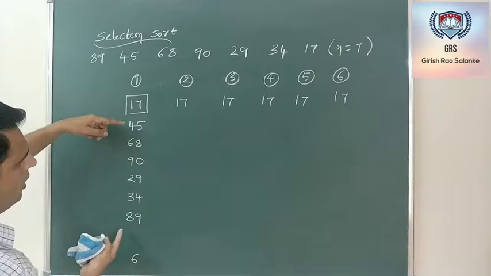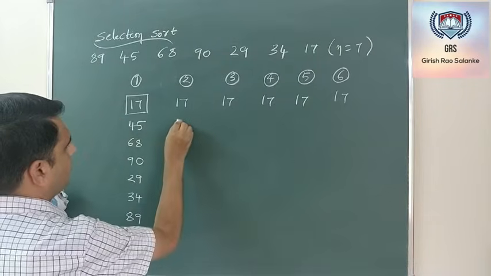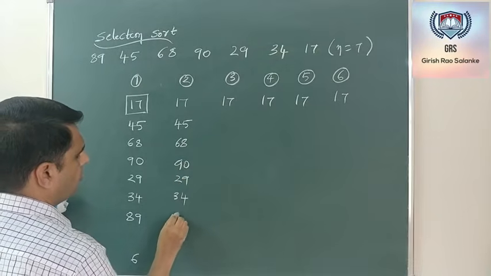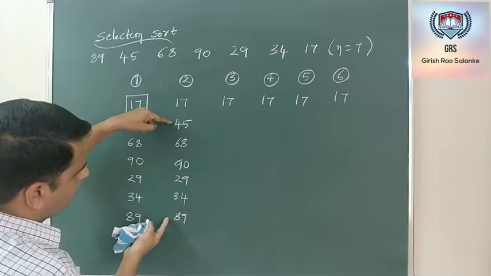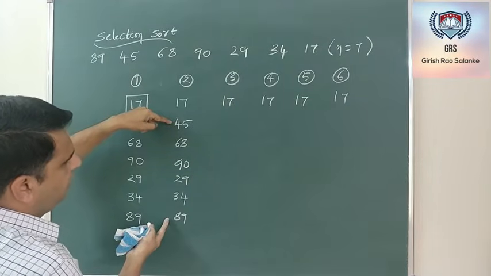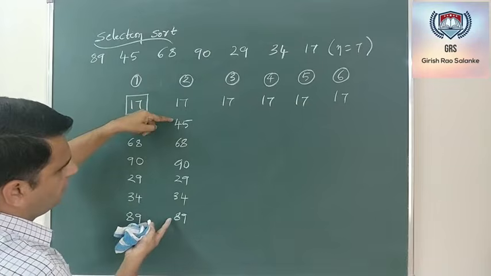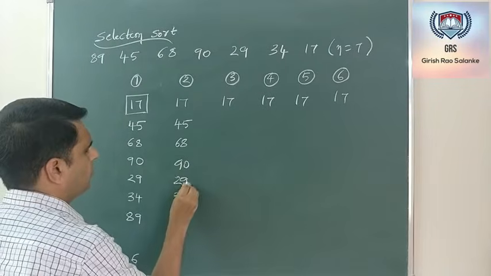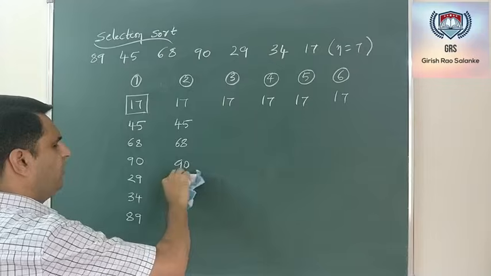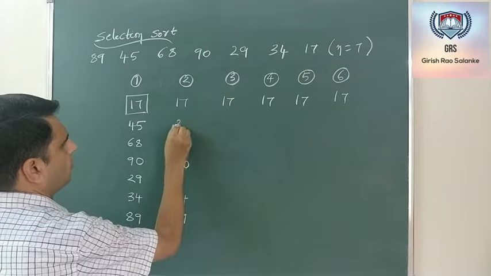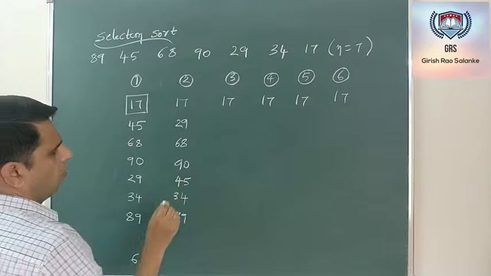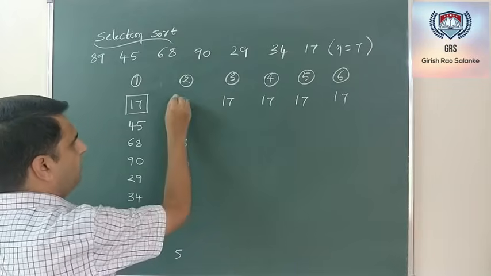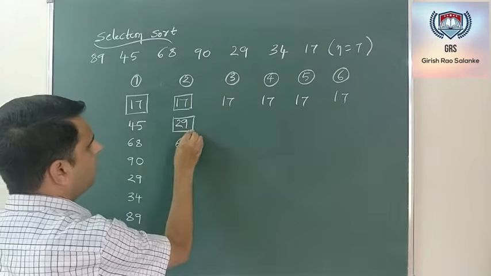In the next iteration, these were the remaining elements. Out of these remaining elements, I need to find the smallest element and exchange it with the second element, which is the smallest among these 5 elements. The smallest is 29, so exchange this 29 with 45. Now, in the worst case, how many comparisons would I have done? I would have done 5 comparisons. At the end of the second iteration, the first and the second elements are sorted.